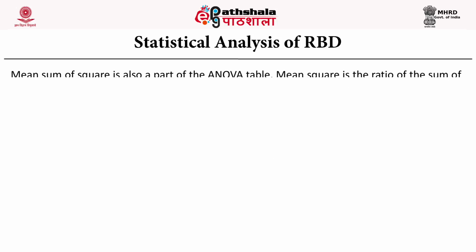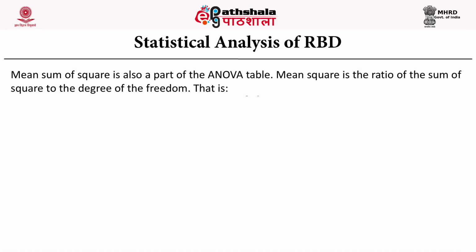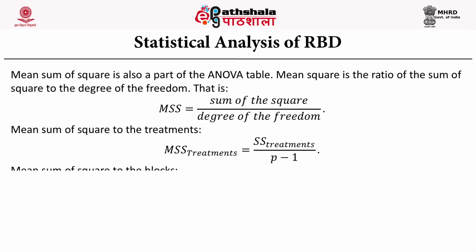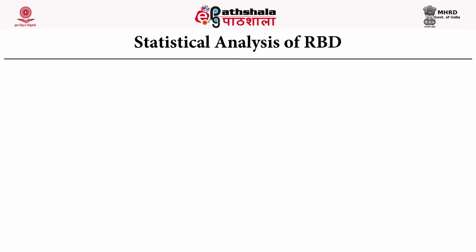So mean sum of square is also a part of the ANOVA table. Mean square is the ratio of the sum of square to the degree of freedom. That is, mean sum of square is equal to sum of square divided by degree of freedom. Mean sum of square of treatment is equal to sum of square of treatment divided by P minus 1, and mean sum of square of block is equal to sum of square of block divided by Q minus 1. Mean sum of square of error is equal to sum of square of error divided by (P minus 1) into (Q minus 1).